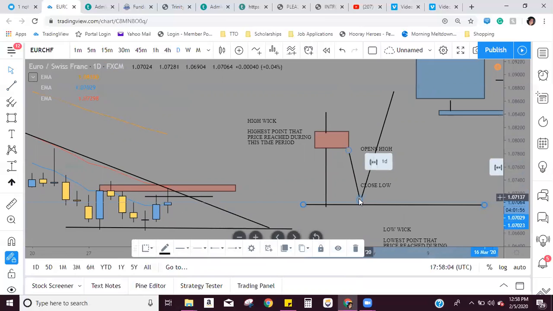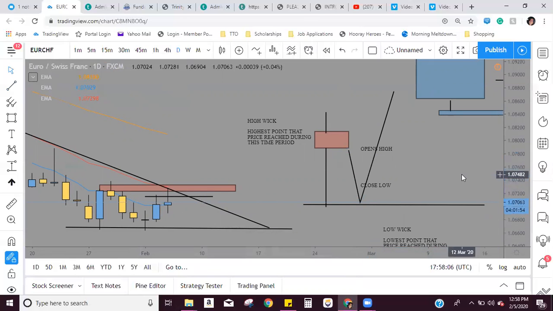Always wait for price to fill the wick. Most important thing, always wait for price to fill the wick. The bigger the wick, the bigger the story. Okay? So you have bullish candles that tell you buyers are in effect. You have a bearish candle that tells you sellers are in effect.